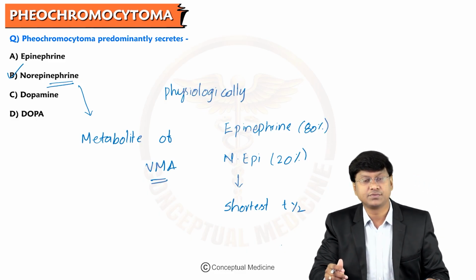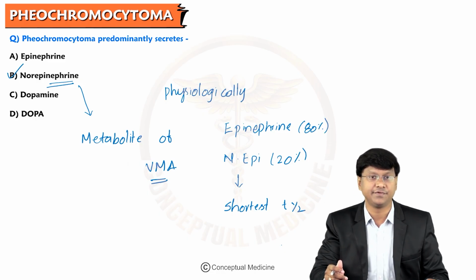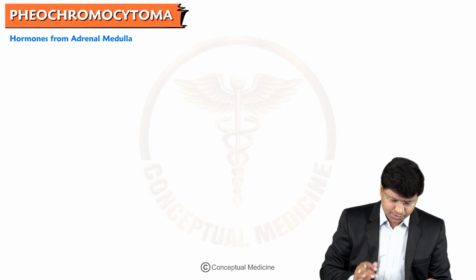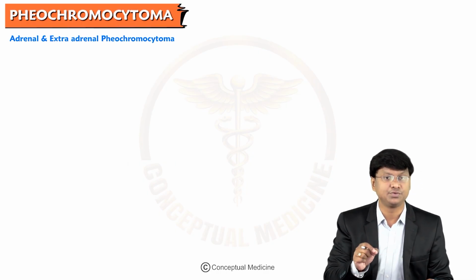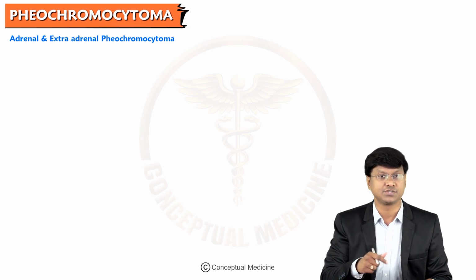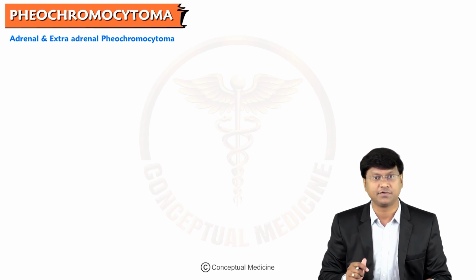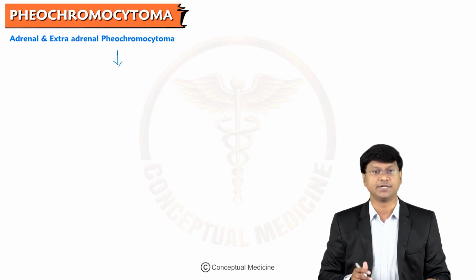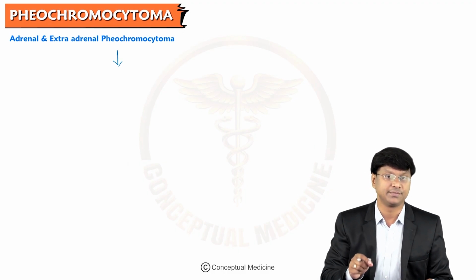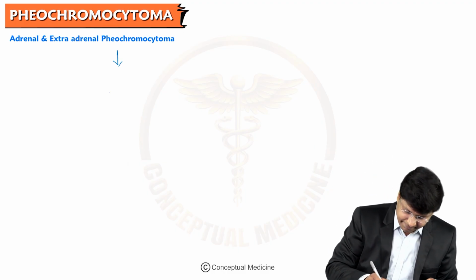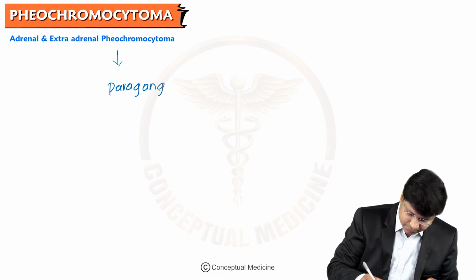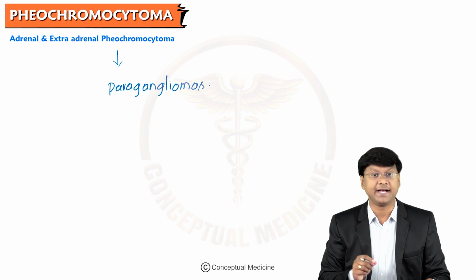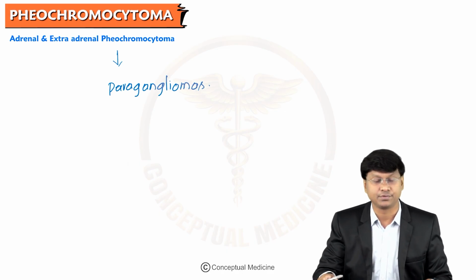Now apart from this, we also have what is called the extra-adrenal Pheochromocytomas. Adrenal Pheochromocytomas are the tumors which are originating from the neuroendocrine cells of the adrenal medulla or the chromaffin cells of the adrenal medulla. Whereas extra-adrenal Pheochromocytomas are called the paragangliomas. These are your extra-adrenal Pheochromocytomas.